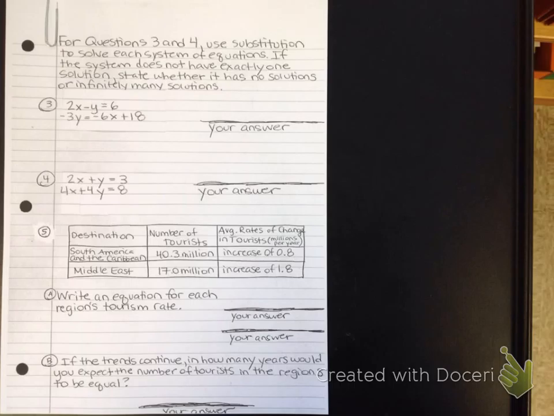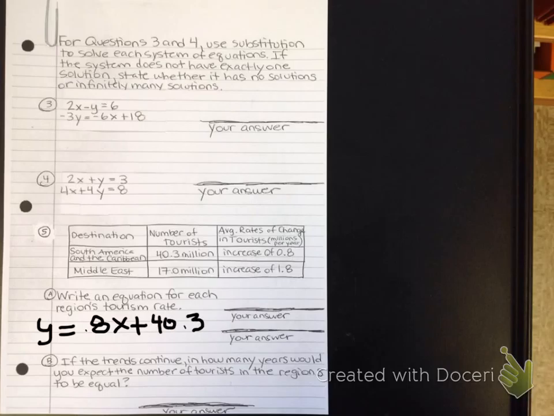Next, we're looking at the table here, and we need to write an equation for each region's tourism rate. So the regions could represent y, so we would have y equals 40.3 plus, and you have a rate there, so that's going to be your slope, so plus 0.8x, and that would be our first equation. You might want to put the 0.8x first, just because that's what slope-intercept form usually has.